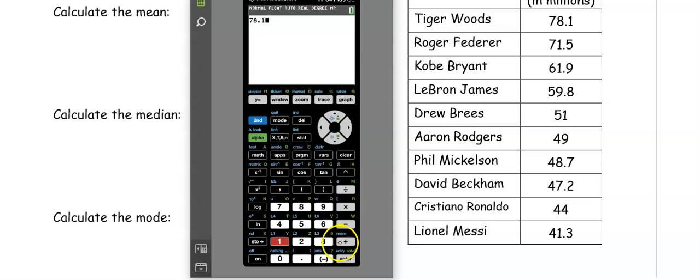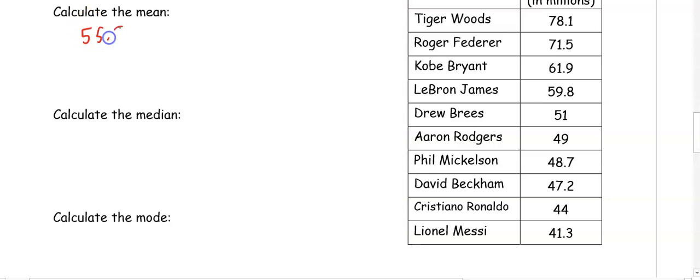So we have 78.1 plus 71.5 plus 61.9 plus 59.8 plus 51 plus 49 plus 48.7 plus 47.2 plus 44 plus 41.3. So that gets us 552.5. And we're going to divide by 10. So that is going to equal 55.23 million.